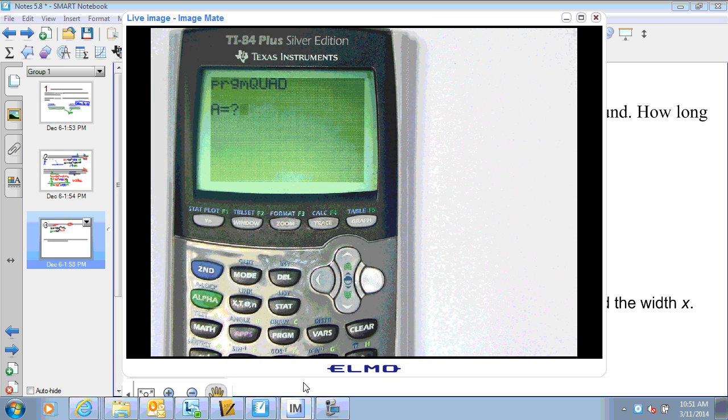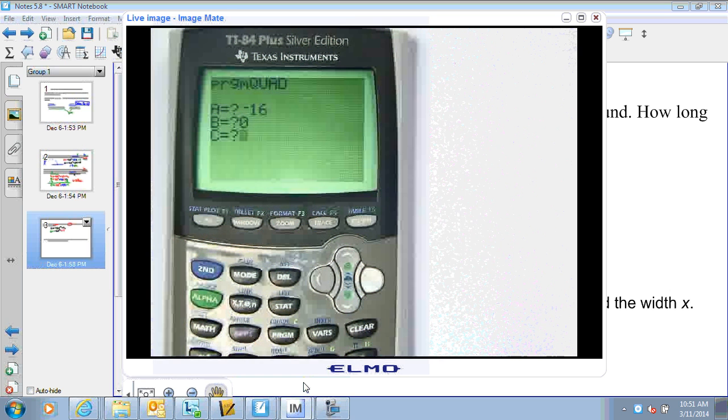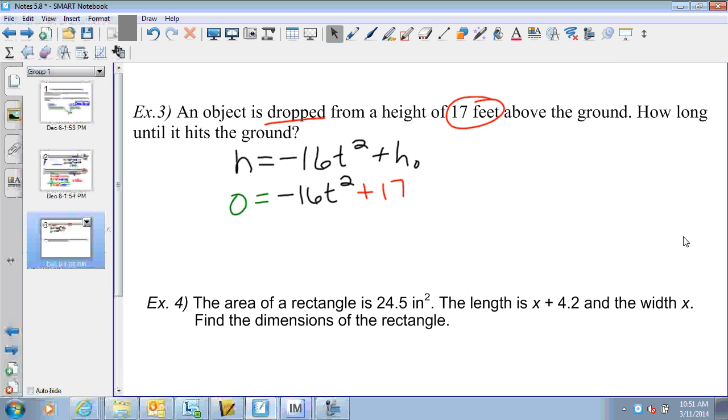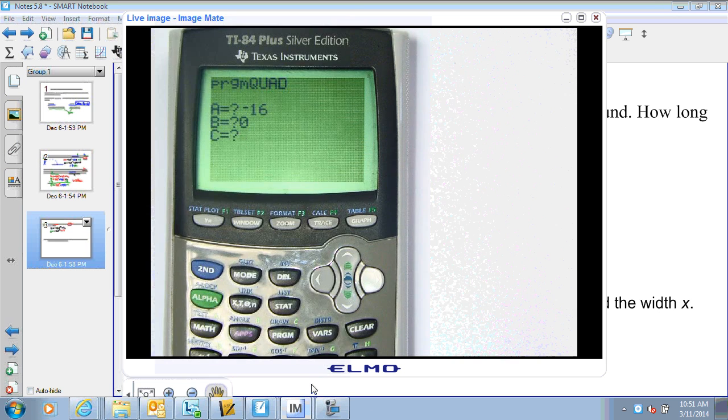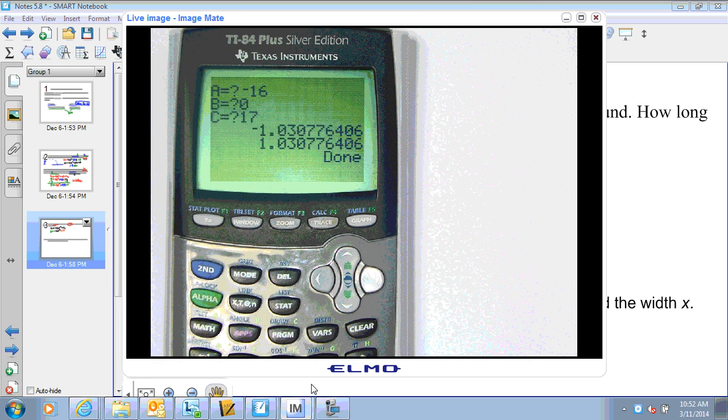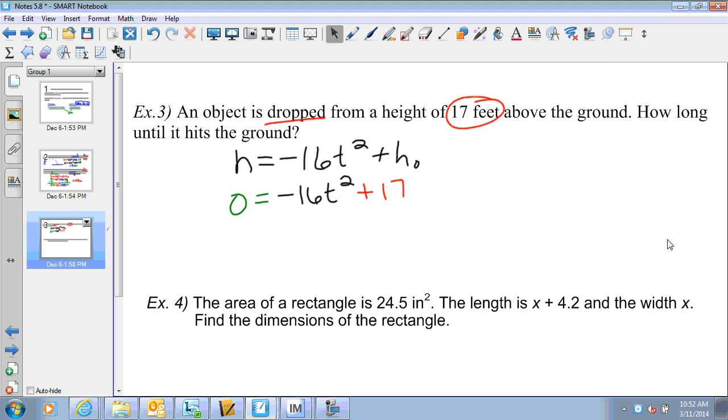Negative 16 is my A value. What's my B value? 0. Beautiful. No, because it's already, we want it set equal to 0. Is this equal to 0? Yes. And so my B value is 0. I had no initial velocity, but I was still at a height of 17. Once again, I have negative time, which I cannot use, so I have 1.03.